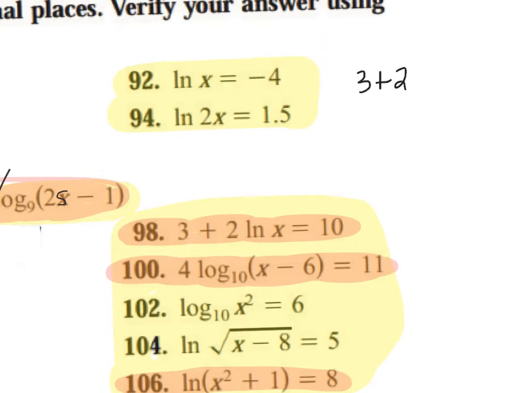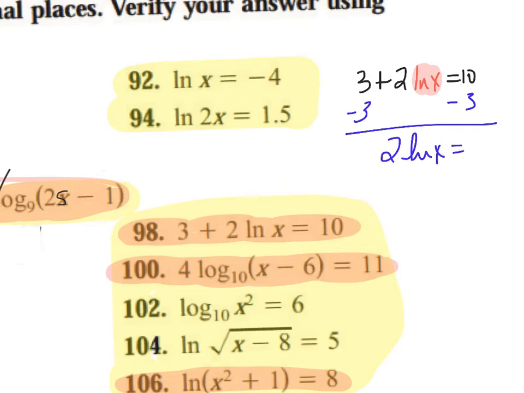3 plus 2 ln x equals 10. I want the ln of x. If you guys need to, do whatever you need to do to highlight this. You want that by itself. So I have to do a couple things in order for that to be by itself. First thing, subtract 3. So I have 2 times the natural log of x equals 7. Correct? Divide both sides by?